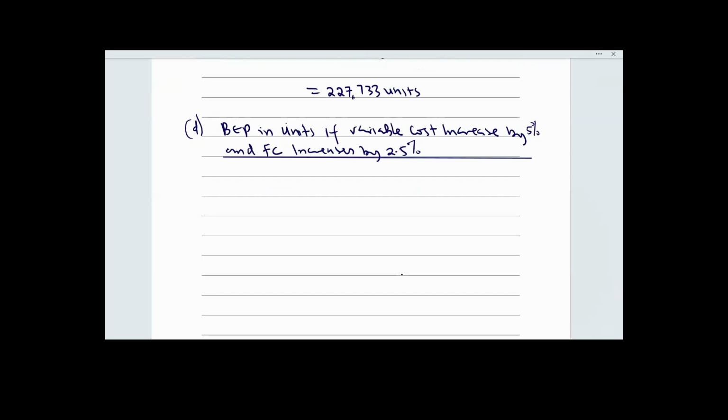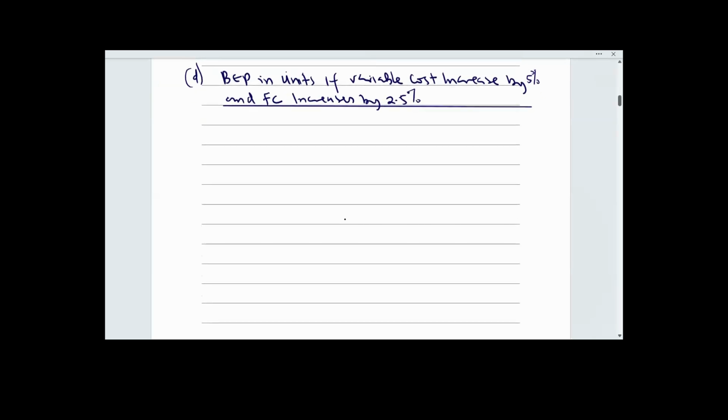increases, if your variable cost changes, then of course your contribution per unit will also change. Therefore, I would then say break-even point in units equal to, of course, the same formula, fixed cost over contribution per unit. Fixed cost has changed. Therefore, I would then go and calculate my workings.